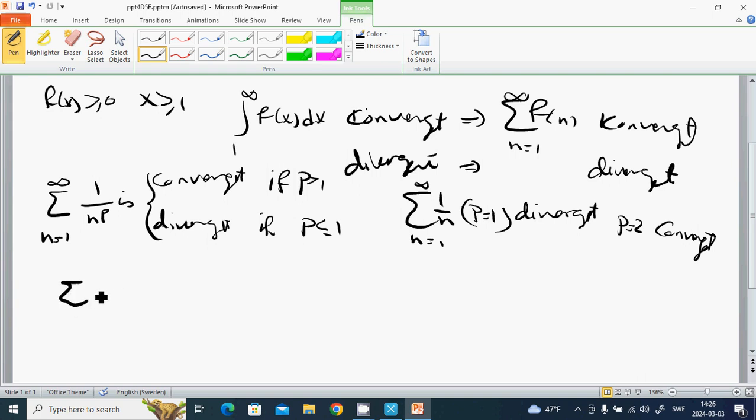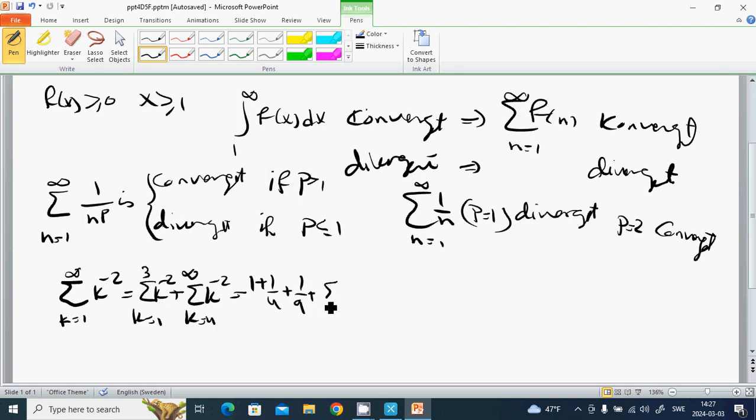Another example, the sum of k to the power minus 2, from k equals 1 to infinity, equals the sum from k equals 1 to 3 of k to the power minus 2 plus the sum from k equals 4 to infinity of k to the power minus 2, which equals 1 plus 1/4 plus 1/9, and this sum is 49 divided by 36, plus that sum.